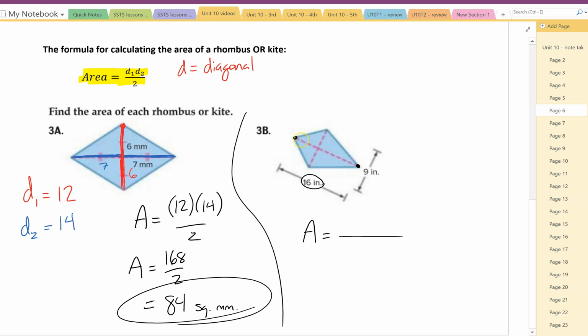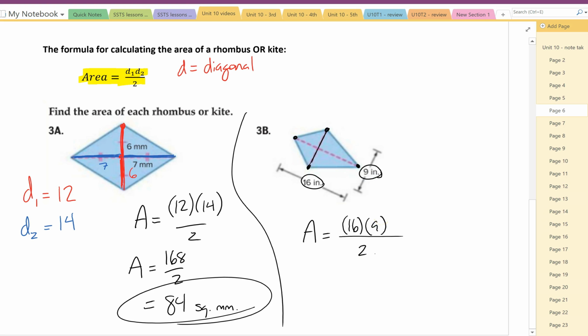So all a diagonal really does, other than connect opposite angles, is it measures the length of the shape in that direction. So when it puts this thing out here telling me that the length of this kite is 16 inches, that's also telling me what the length of one of my diagonals is. And then the same thing for this 9 inches over here. That 9-inch measure, that's just a diagonal. So my two diagonals are 16 and 9.